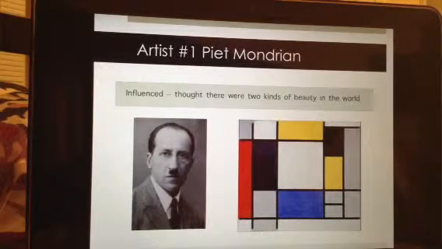The first artist we will talk about is Piet Mondrian. From about 1920, in paintings such as Composition with Yellow, Red, and Blue, he restricted his formal vocabulary to three primary colors: red, yellow, and blue. The three neutrals, black, gray, and white, and horizontal and vertical lines.